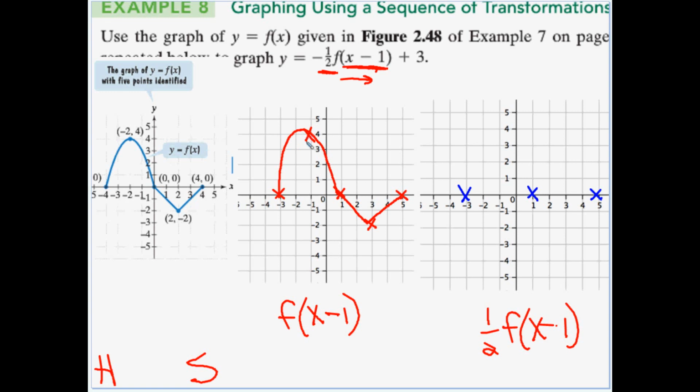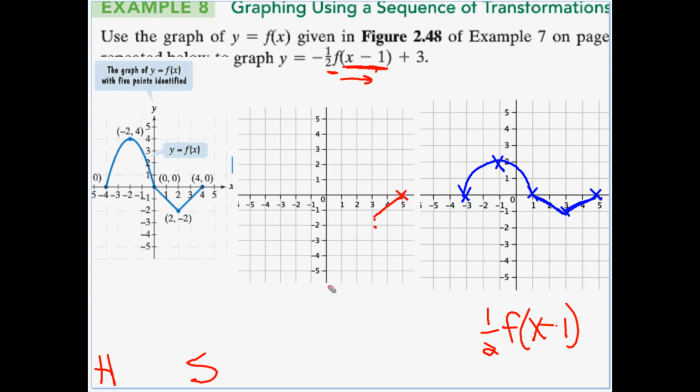This 1, 4 is now 1, 2. So there's our little parabolic arch. And then this 3, -2 is now 3, -1. That little V shape got a little closer to the y-axis, or excuse me, to the x-axis. Okay, now I'll bounce back here to the left.